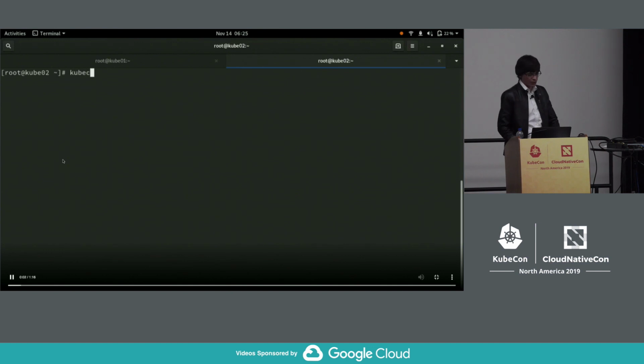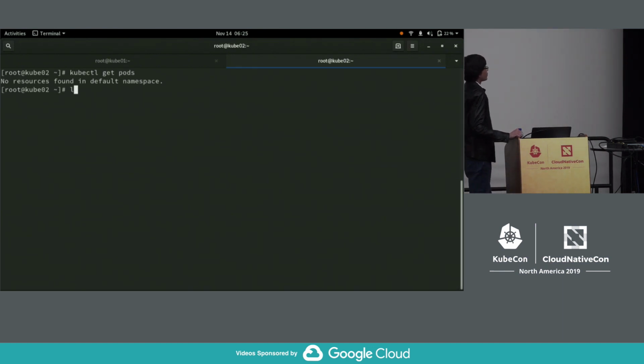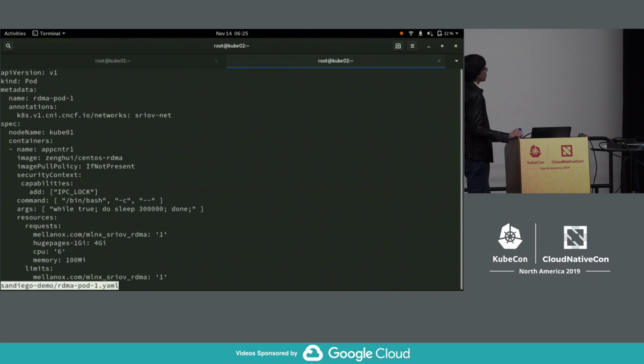So in the first demonstration, what we do is we create a pod using the definition that Feng described. So starting with a clean cluster, which doesn't have any pods. Then let's have a quick look at the YAML file that defines the pod. The first important bit is we override the scheduler to make sure we're testing across two nodes as opposed to running on the same node. We reference the network we just created, and we request not less than one and not more than one SR-IOV device for this pod.